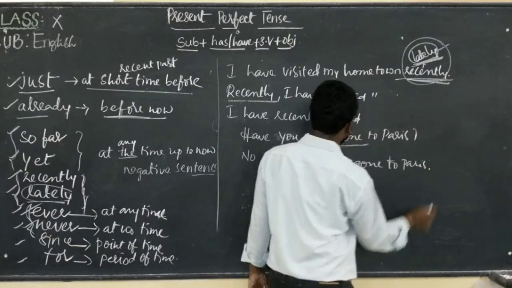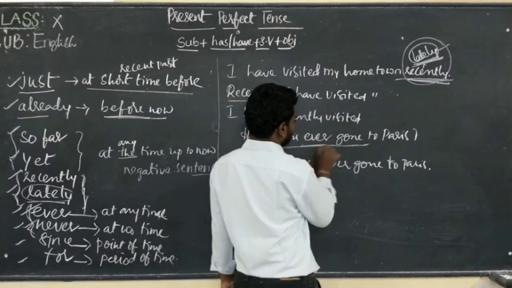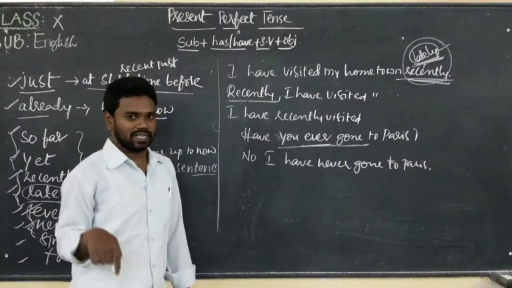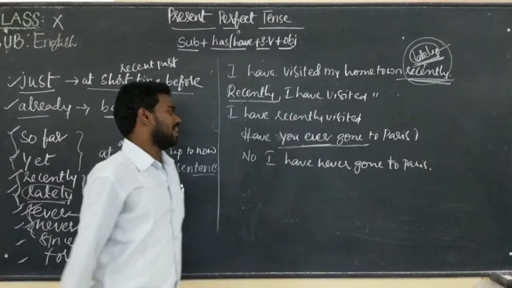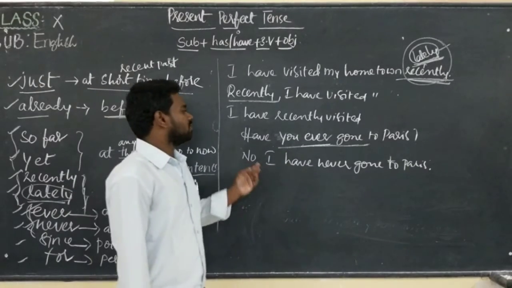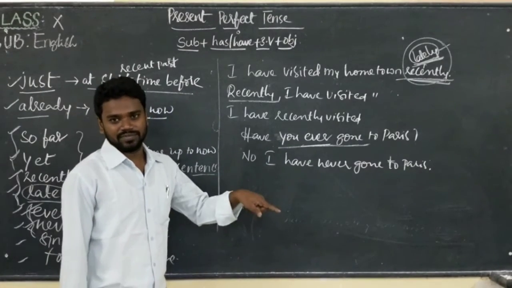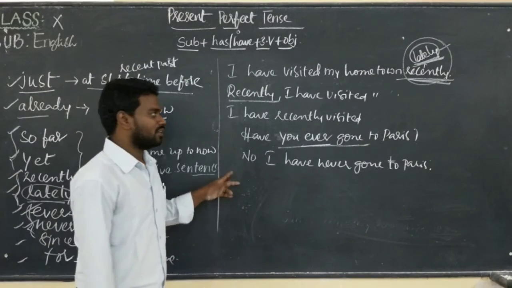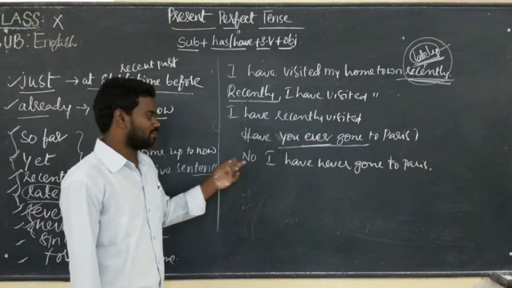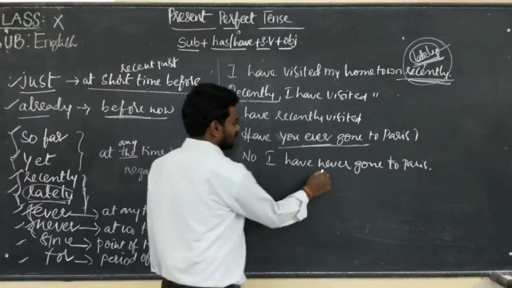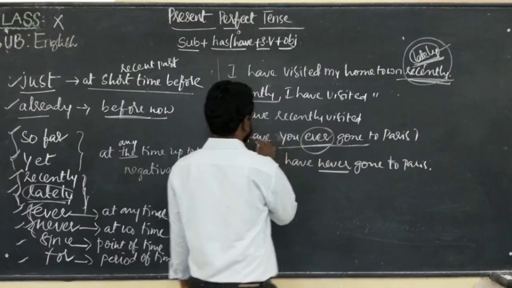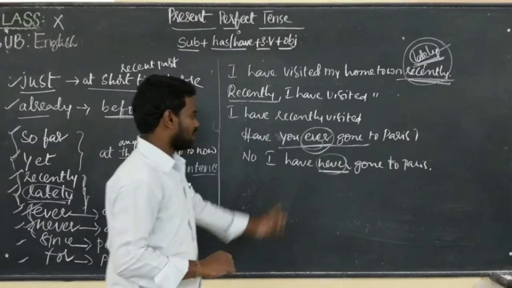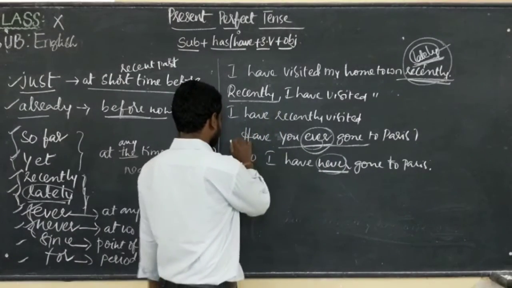I have never gone to Paris. So this you can say. Have you ever gone to Paris? So, no, I have never gone to Paris. So, have you ever met him? So, you can say, no, I have never met him. So, when you give a negative reply, you use never, and ever in the question. So, these can be placed in the middle position. Ever and never. Right? This is one.